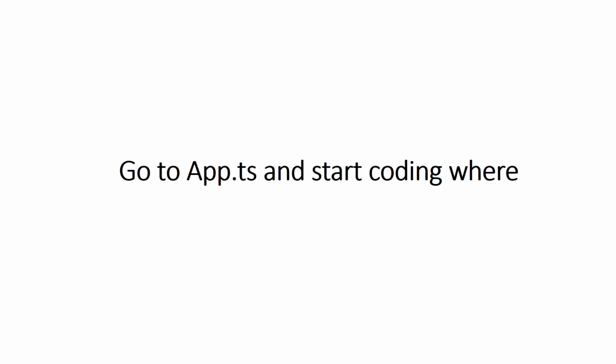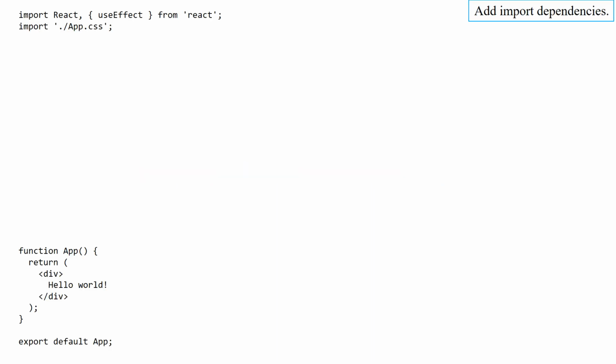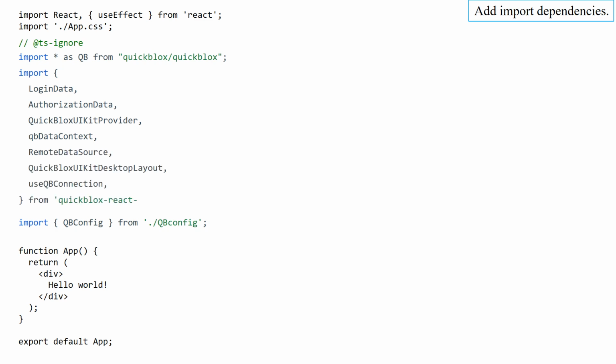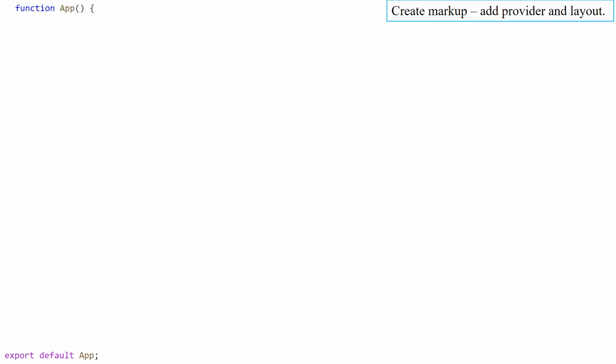Importing dependencies in the project. Open the file where you want to use QuickBlox functionality. In our project, it is the App.tsx, and add the following lines at the beginning of the file to import the dependencies. Import * as QB from quickblox/quickblox. Import QuickBlox React UIKit. Note, we are using // @ts-ignore in TypeScript because the QuickBlox SDK doesn't share types.